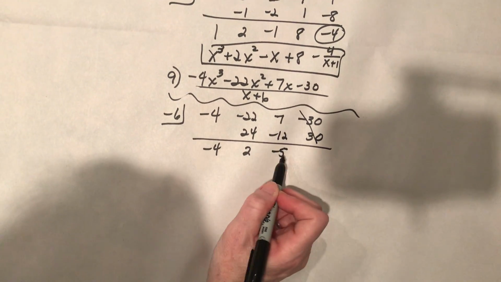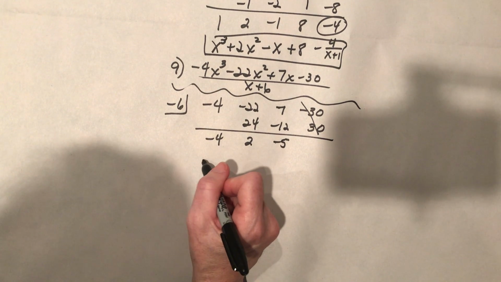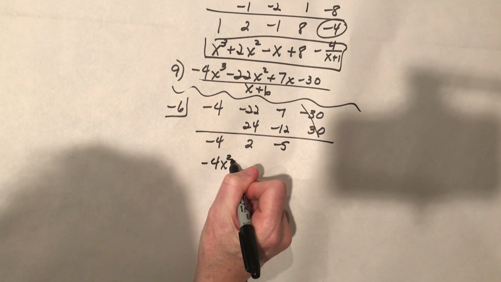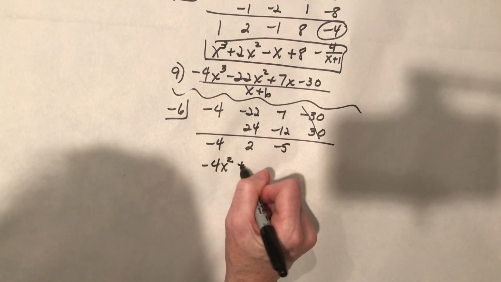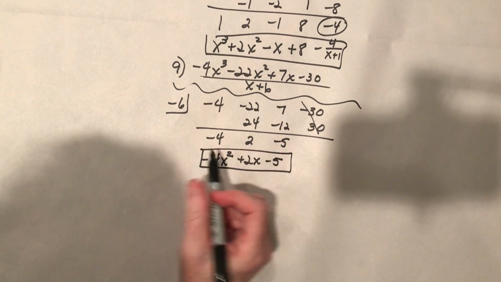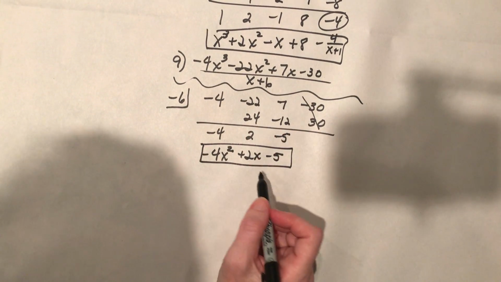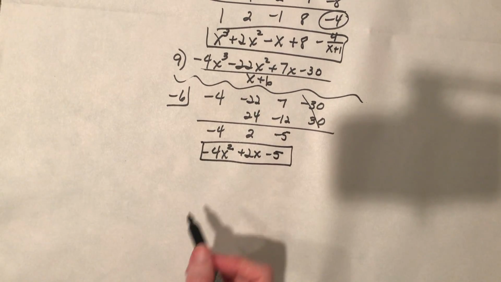And you know that each of these terms is one degree decreased from the thing we started with. So we've got negative 4x squared instead of x cubed, plus 2x minus 5. And that's what we get when we divide this big old cubic by x plus 6. We get that as our answer.